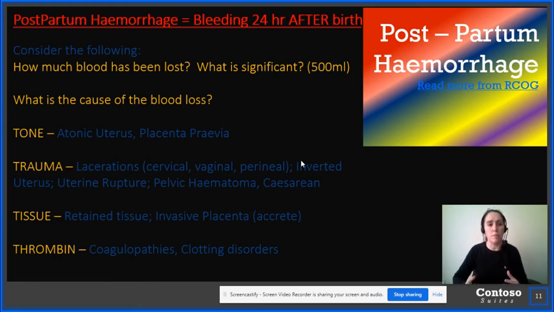Is it significant? So I've written here, what is significant? 500 millilitres. But as we said at some stage during the course, how are you going to know what 500 millilitres is? That's half a litre of Coke spilt. That could be quite vast. Pour that out on the kitchen floor, it could cover the whole of the kitchen floor.